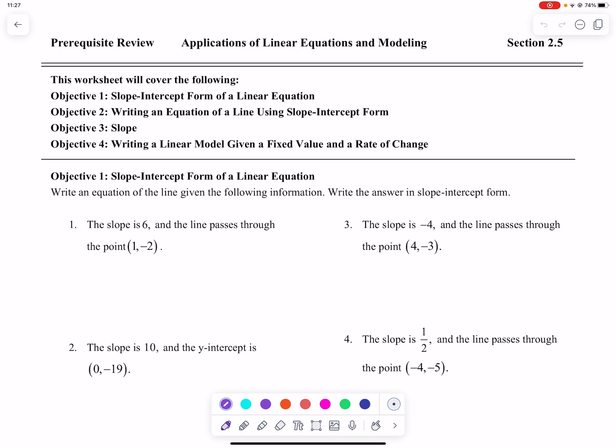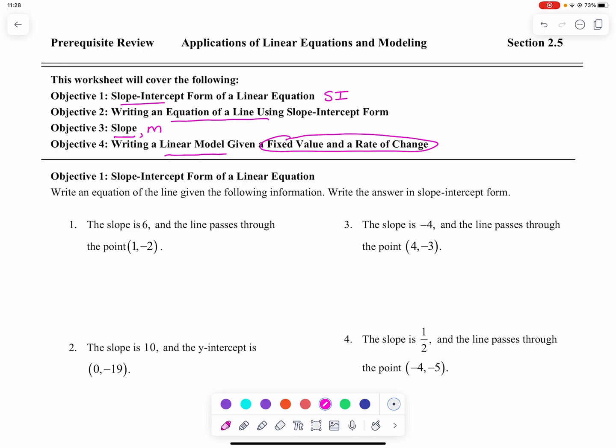This is the prerequisite review for section 2.5, applications of linear equations and modeling. On this worksheet, we are going to talk about the slope-intercept form of a linear equation. We're actually going to write an equation of a line using slope-intercept form. We're going to talk about the slope. And then we're going to write a model given a fixed value and a rate of change.